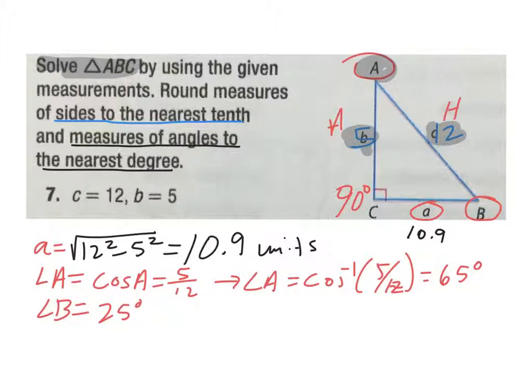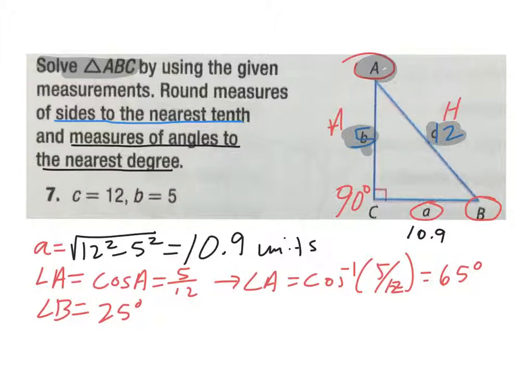So that's one problem. Look at all the different practice it gives us. It gave us practice at the Pythagorean theorem. It gave us practice at using inverse trig functions. And then the idea that the 2 angles in a right triangle that are not the 90-degree angle are complementary, okay? So let's look at number 8 next.